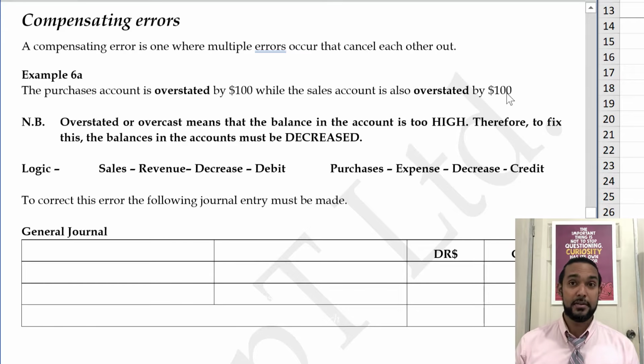Now what does overstated mean? It means that the balance or the amount in the account is too high. How do we fix that? We have to reduce it. How do we reduce a balance in an account? Well, it depends on what account it is.